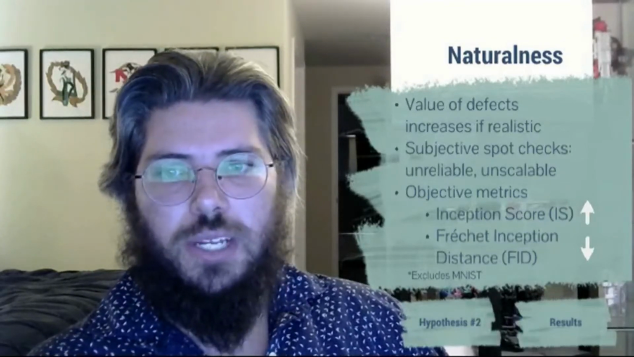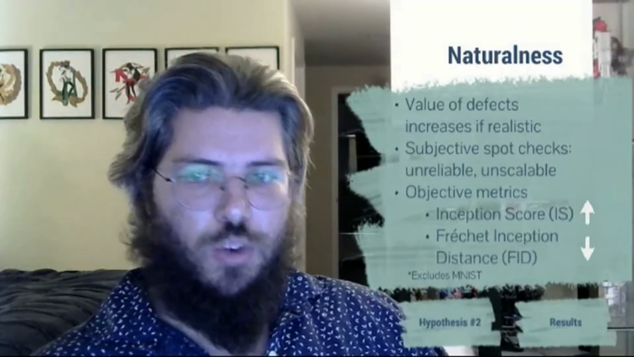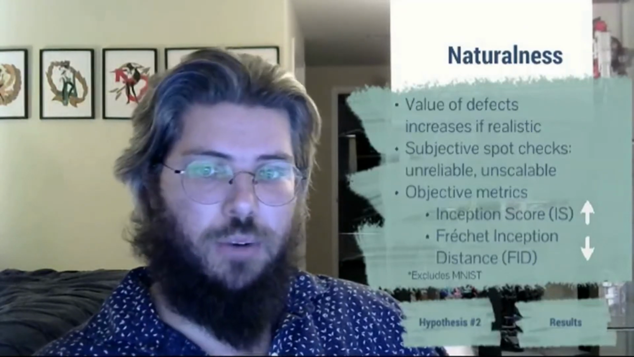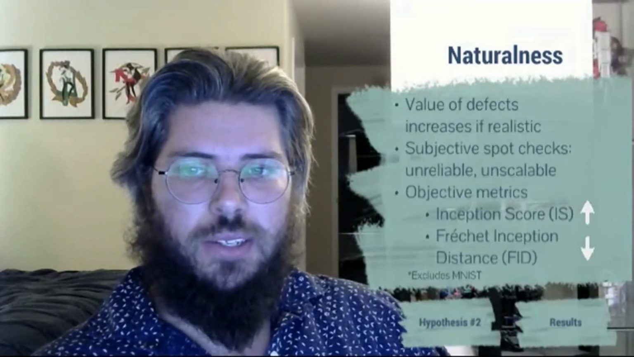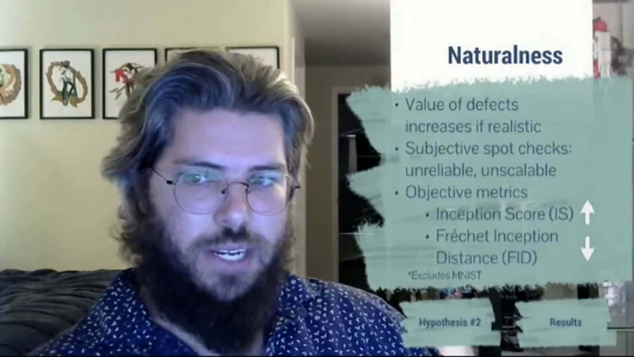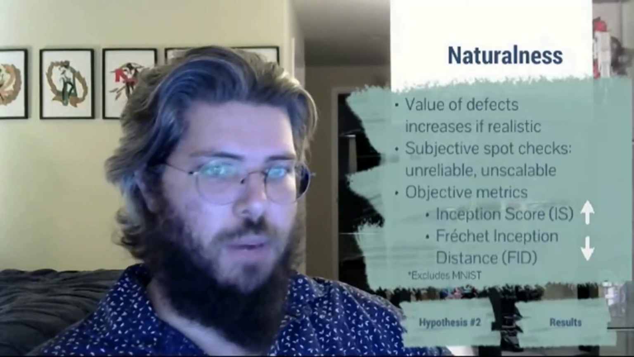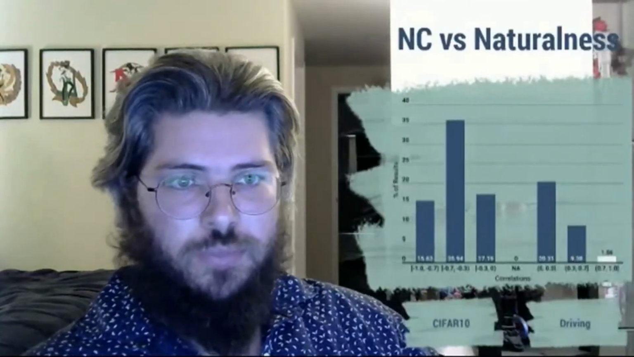Unfortunately, MNIST is arguably not natural in the same way, where we have highly pre-processed numerical digits centered against a blank background. So for this part of the analysis, we exclude MNIST and focus exclusively on CIFAR10 and the driving dataset. So what's the hypothesis here? As before, the hypothesis is that neuron coverage is both strongly and positively correlated with naturalness. Now for the results.